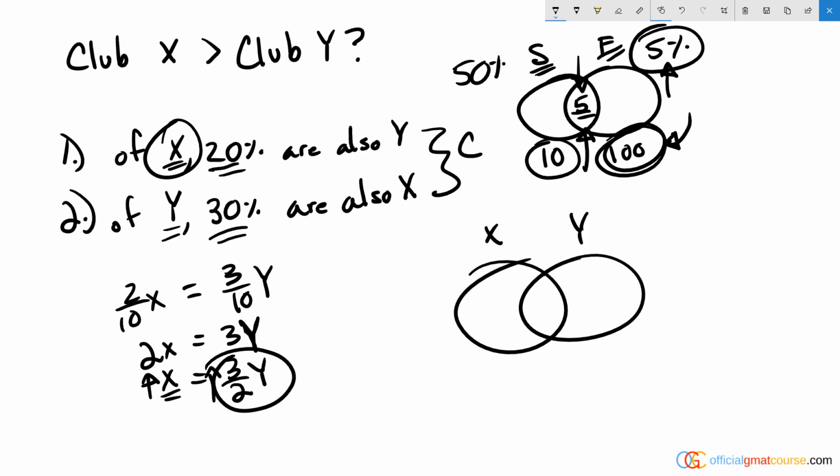So you can represent it this way, but I think just having this big picture idea that whichever one is represented by a smaller percentage is going to be the bigger side, that's all you really need to solve these types of problems.